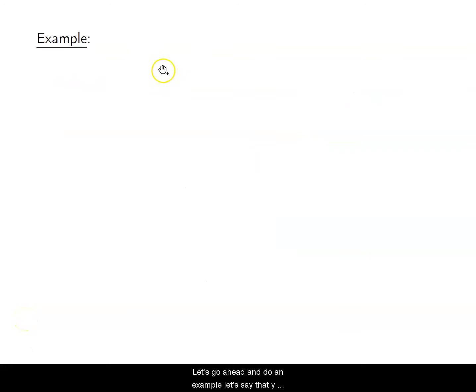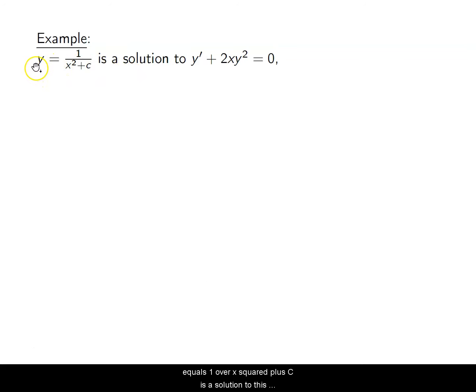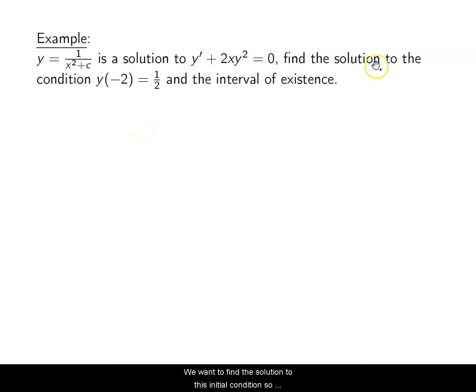So let's go ahead and do an example. Let's say that y equals 1 over x squared plus c is a solution to this non-linear first order differential equation, which is homogeneous. We want to find the solution to this initial condition. Obviously you can see here I have x squared plus c in the denominator, so this is a family of solutions, right? I want this solution to satisfy this condition. That part is very, very easy. But I also want to find the interval of existence.